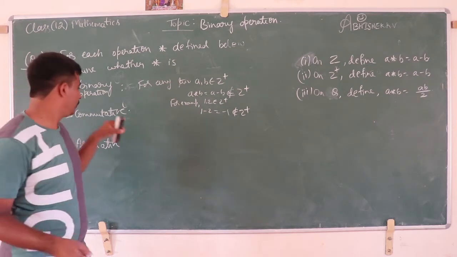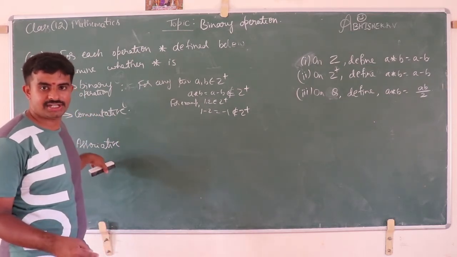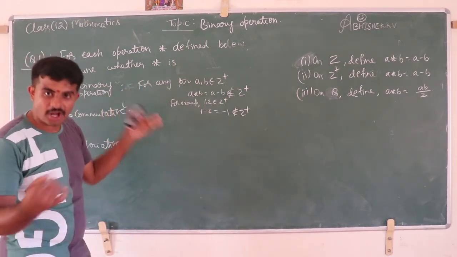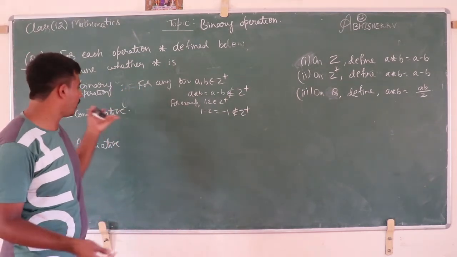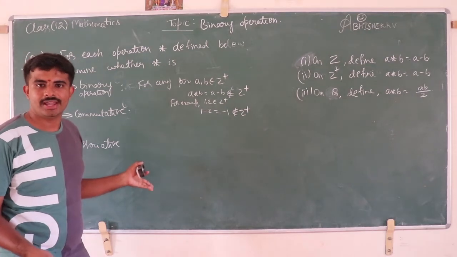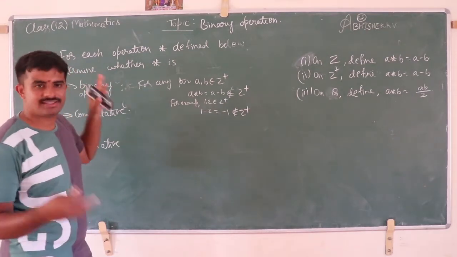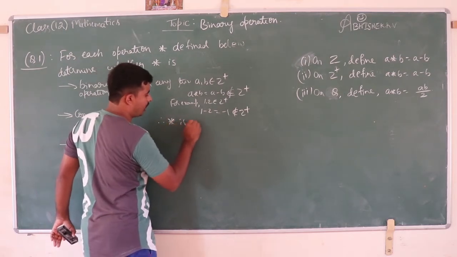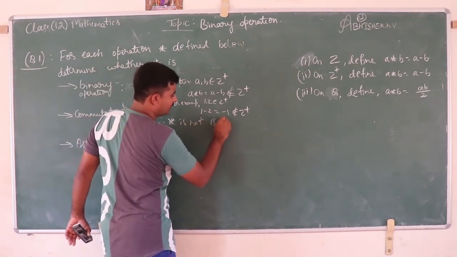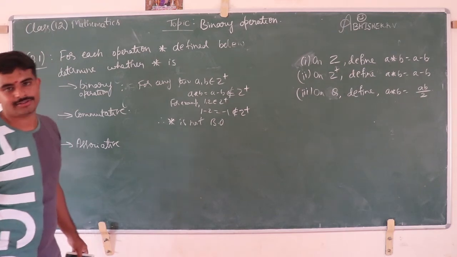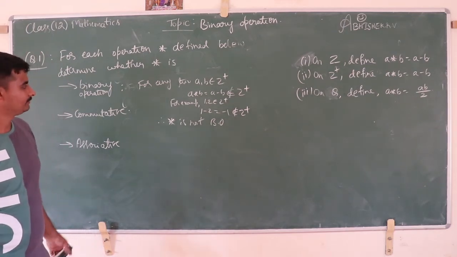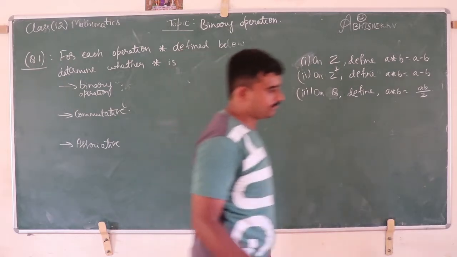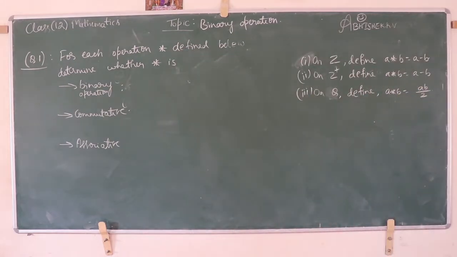I already told you, to define commutative and associative, we need the binary operation star. Since star is not a binary operation, no need to talk about commutative and associative. Therefore, star is not binary operation, star is not commutative, star is not associative. Yes? Look at the next problem.